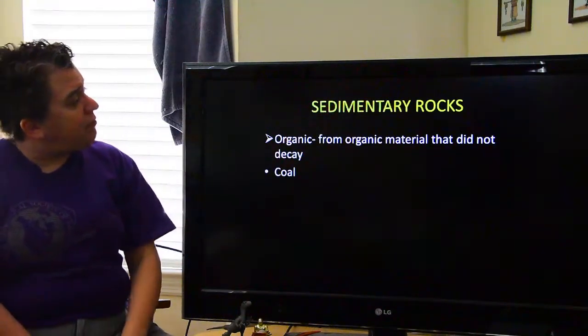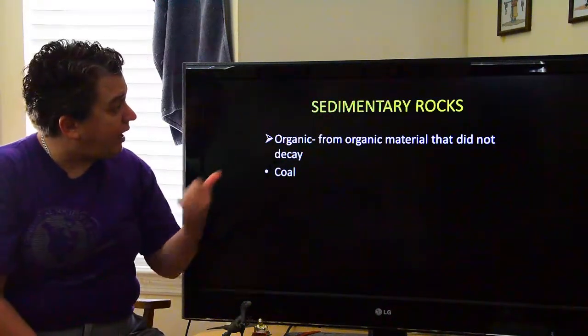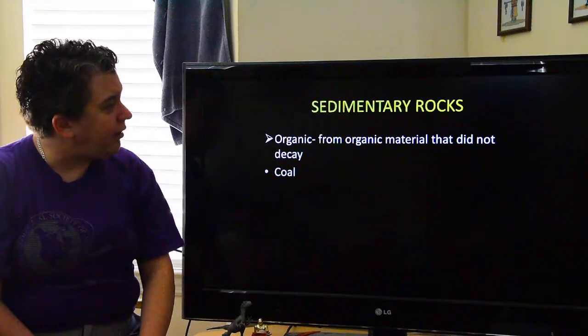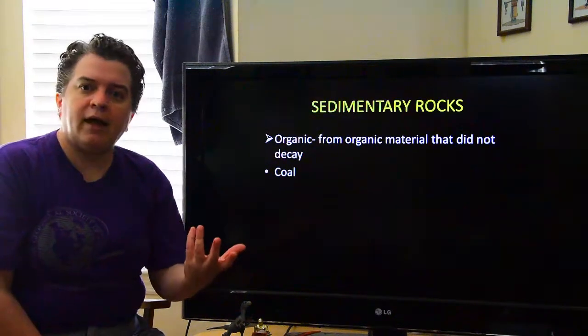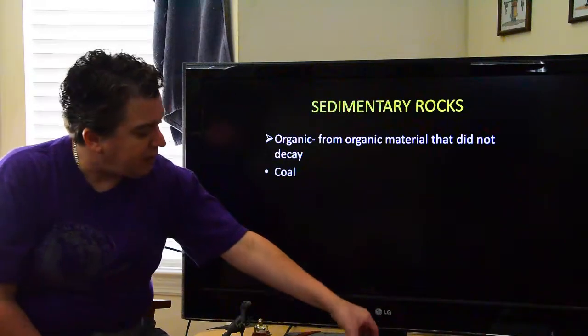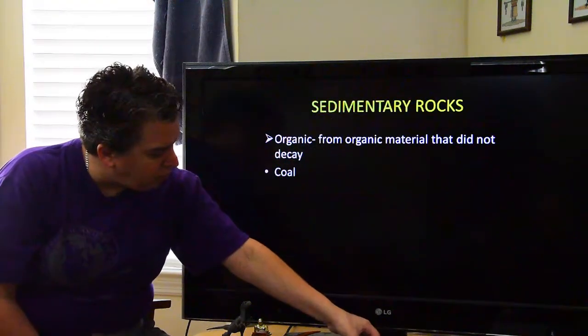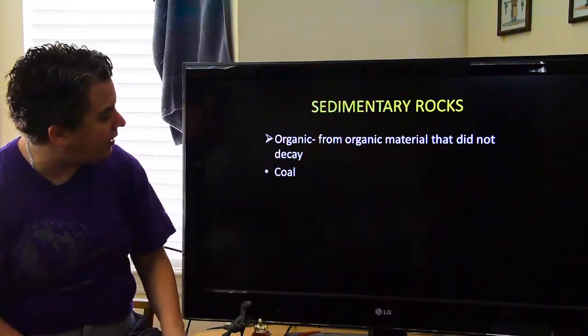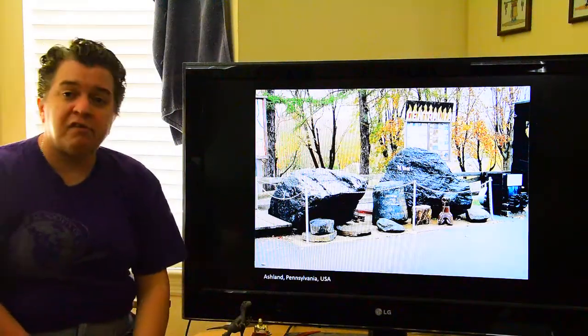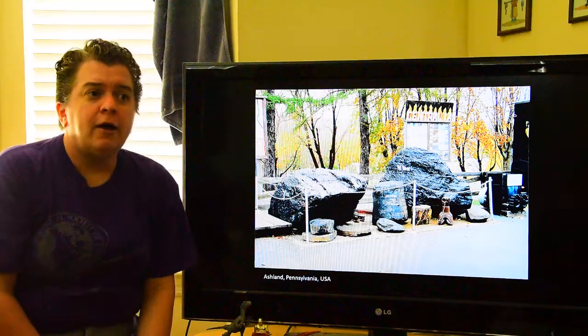Now, last of our sedimentary rocks, we have organic sedimentary rocks. Organic rocks are made from, well, organic material that did not decay. And basically that's coal, like this, right? Coal is our organic sedimentary rock. There you can see some more bits and pieces of coal.